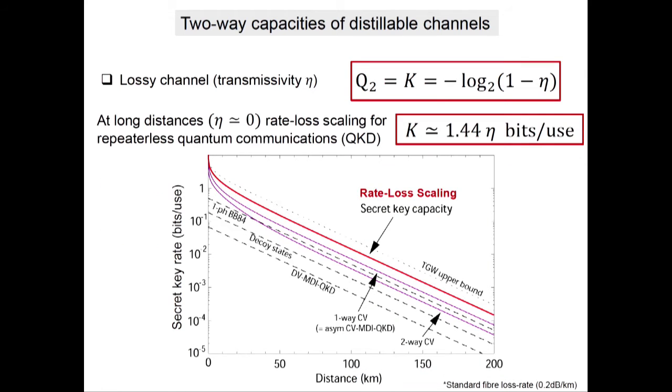So if we consider also the lossy channel, we can expand this expression here for long distances, which means high losses, and we can give the fundamental rate loss scaling of any repeaterless quantum communication. We have this scaling here, which is 1.44 eta bits per use, and we can plot it as a function of the distance between Alice and Bob, and compare it with all known QKD protocols in both discrete and continuous variable. And as you can see, ideal implementations of CV QKD protocols are not so far away from our fundamental rate loss scaling. So, okay, let me conclude.